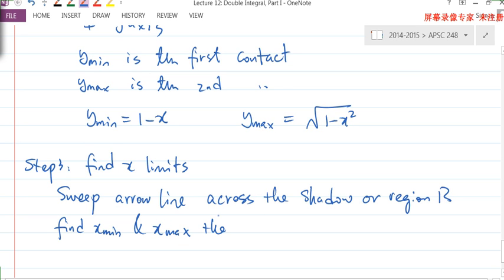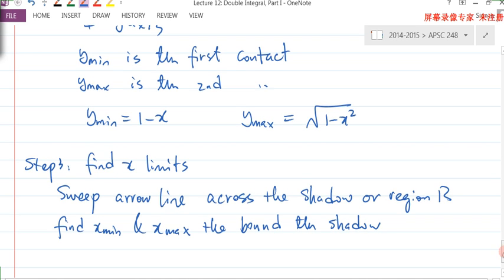So find x min and x max that bound the shadow. Okay, the bound shadow, literally the edges. So in my case, x min is 0 and x max is 1.